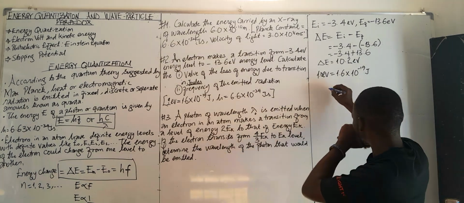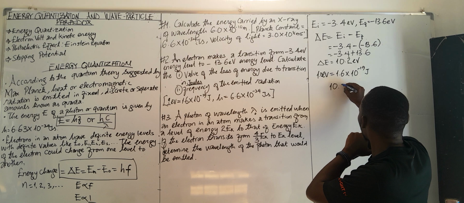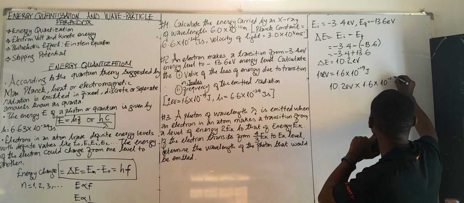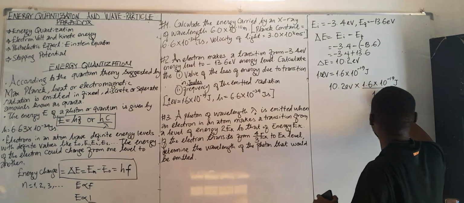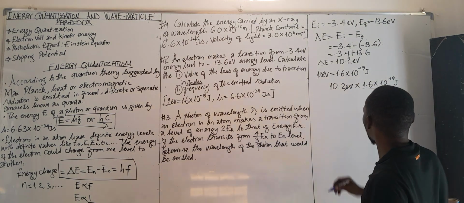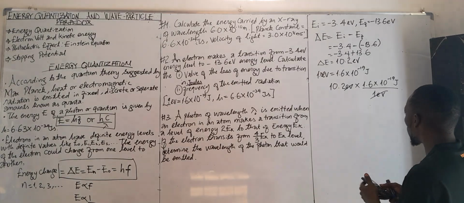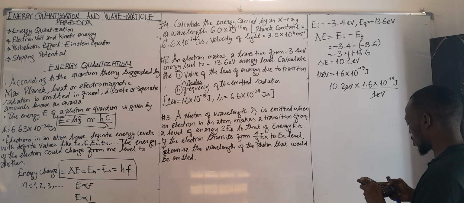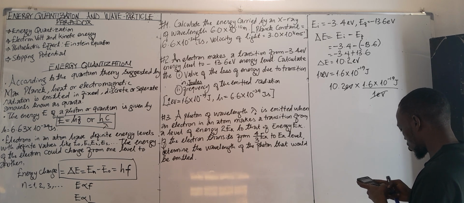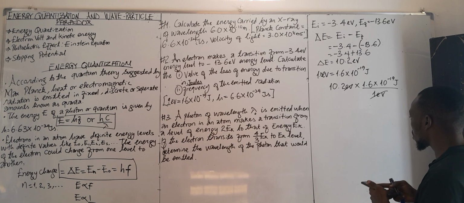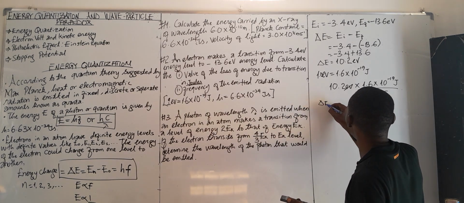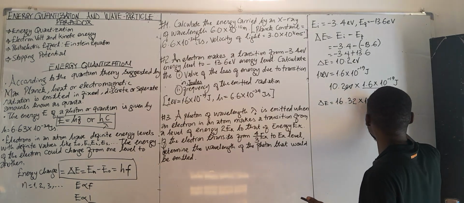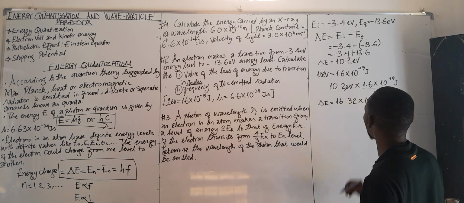Let me write it like this. Now it becomes 10.2 electron volts times 1.6 times 10 to the power minus 19 joules over 1 electron volt. So the electron volt cancels. And when I find the value of 10.2 times 1.6, the change in energy level in joules is 16.32 times 10 to the power minus 19 joules.